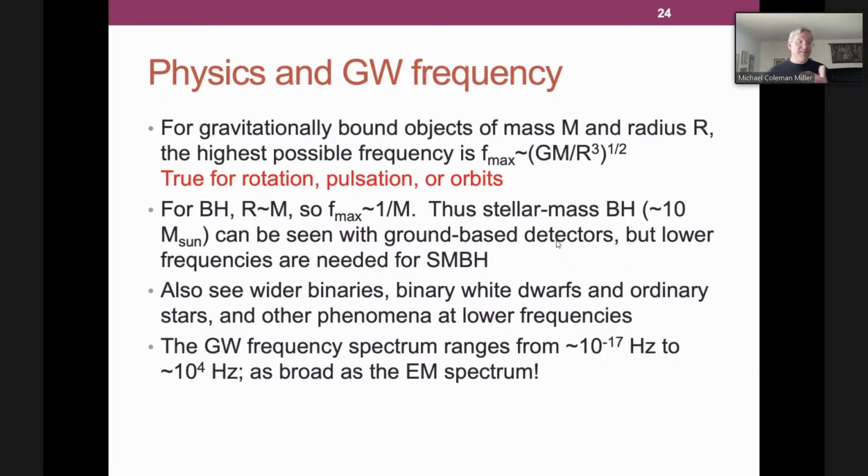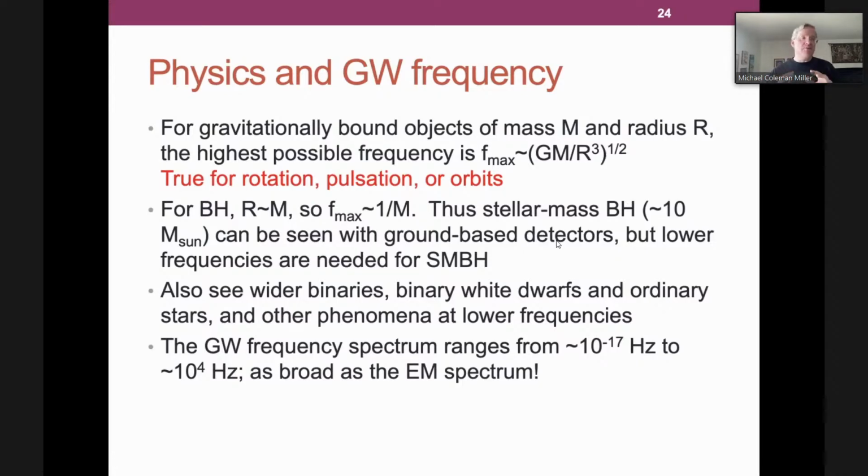Also, although this is the highest frequency for a binary or anything else, you can certainly have a lower frequency. If your binary is just wider, then the frequency is lower. Very simple. This means you can see binaries farther apart, and you can see less dense things, binary white dwarfs and ordinary stars and other phenomena.